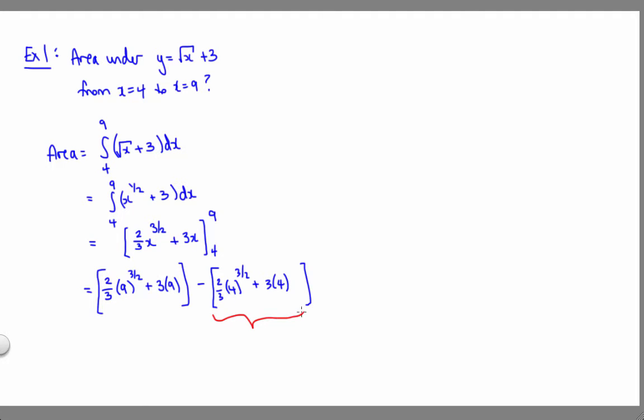It's very important to have brackets on the second part of the expression because we do need to make sure that both of these terms are subtracted off. Now let's do some algebra.